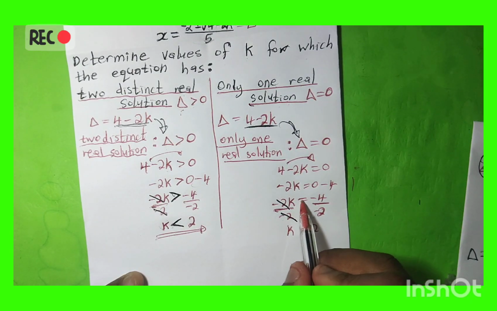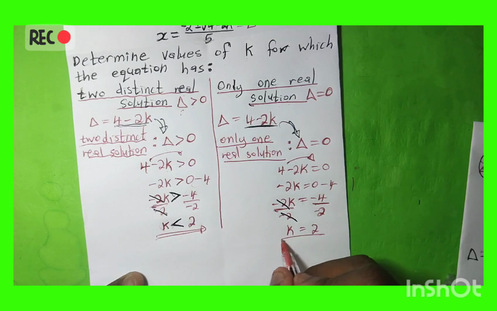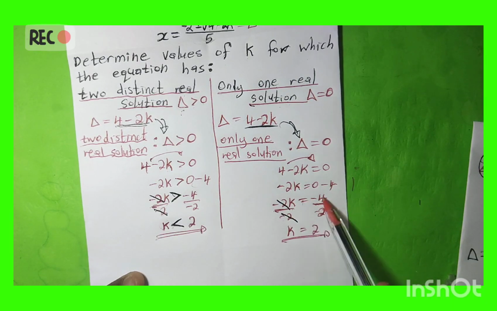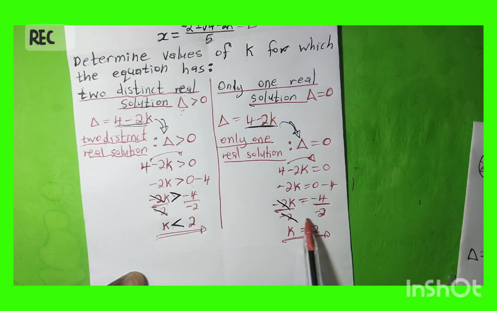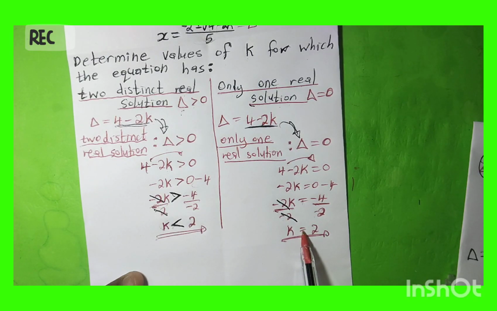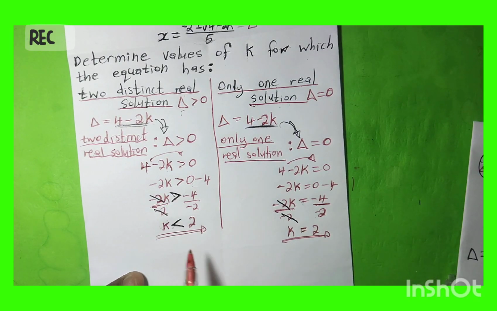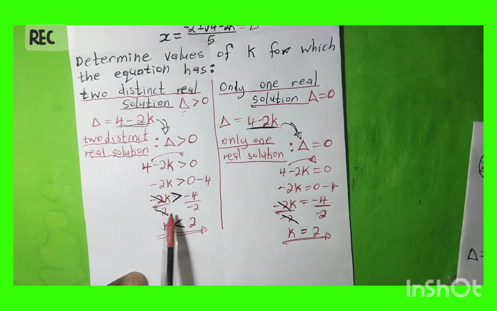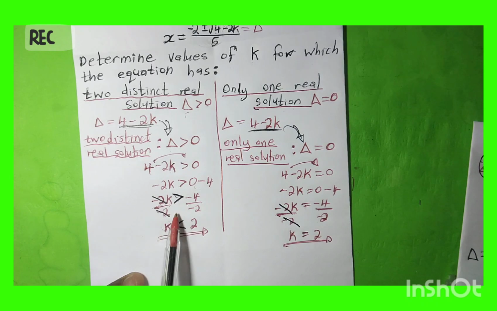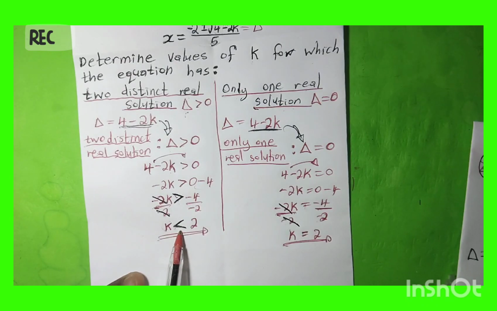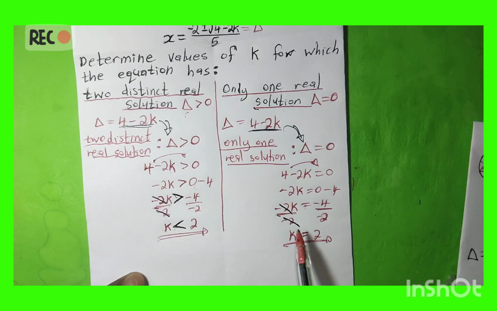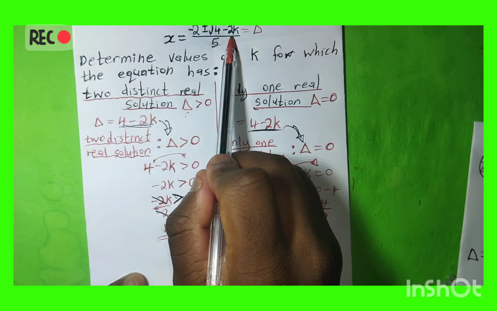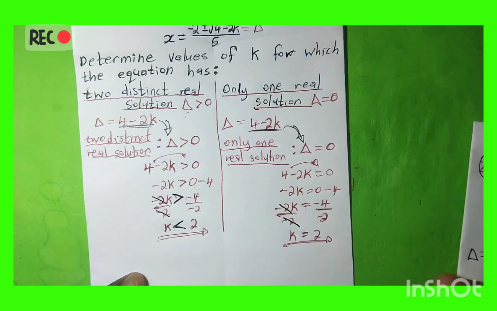No need, guys, to be changing the sign of what? Of the equal sign. When you are dealing with an equation, if you divide by a negative number, there's no need to change the sign of equal. Do you see? Only if it's an inequality, if you divide by a negative number, the inequality sign changes direction. So simply, when k is equal to 2, we'll have only one real solution.